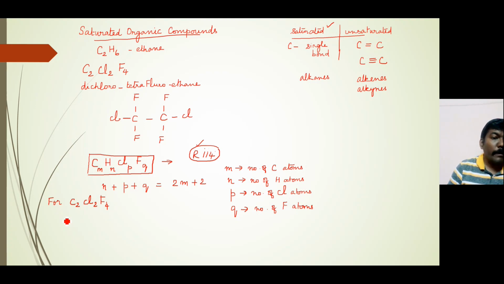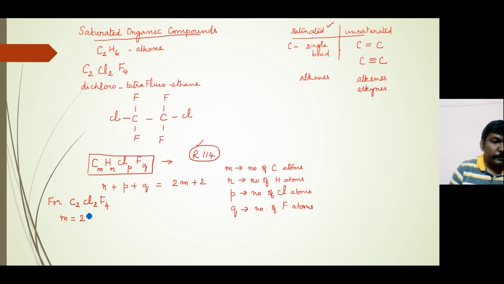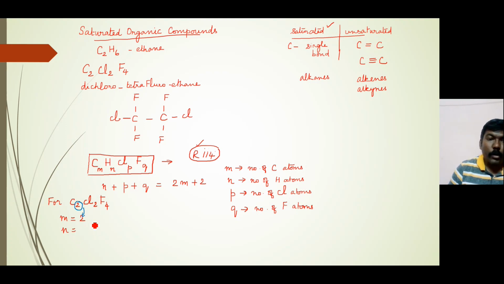Dichlorotetrafluoroethane. So I'm going to have the value of M equal to 2 because the number of carbon atoms is 2. Let me change the color. So the number of carbon atoms here is 2. Then, do we have hydrogen atoms here? There is no hydrogen atom here, so N is going to be equal to 0.